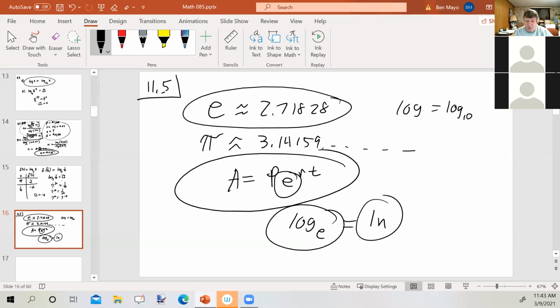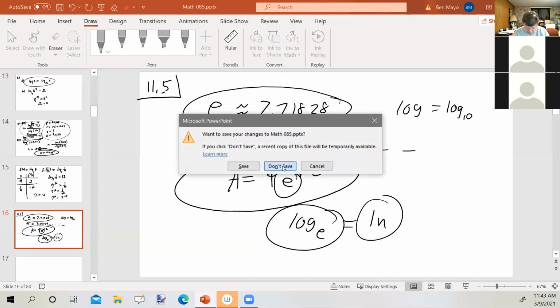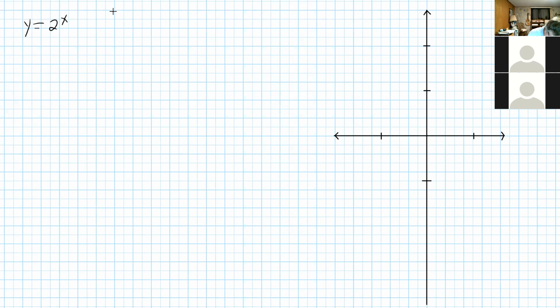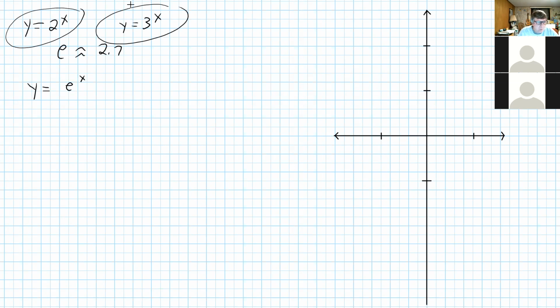All right. What I want to do now is look at a graph in particular. So give me a minute here. We'll switch over to the graphing screen. In a previous class, we looked at something like y equals 2 to the x and y equals 3 to the x. Well, if e is approximately 2.7, then y equals e to the x should lie between that one and that one on the graph. Okay, what I'm going to do now is find some table values for y equals e to the x, and then we'll plot the graph.